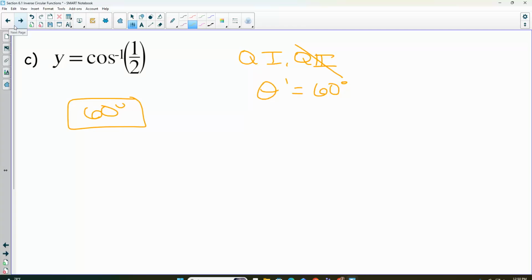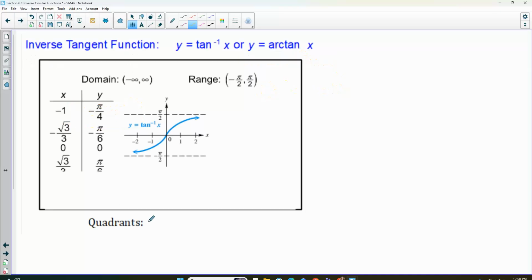Alright, so let's talk about tangent. Tangent is positive in quadrant 1, but it's negative in both 2 and 4, right? So technically we could do either. So let's think about when we graphed tangent. Tangent was the weird one. Where did we graph it so we had a nice solid piece? We went from negative pi over 2 to positive pi over 2. So we were already using quadrants 1 and 4. That's what we're going to stick with for tangent inverse.